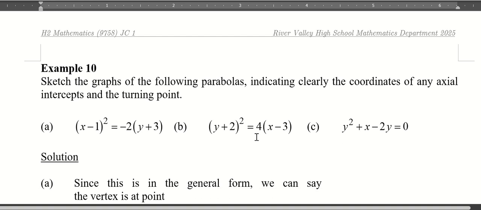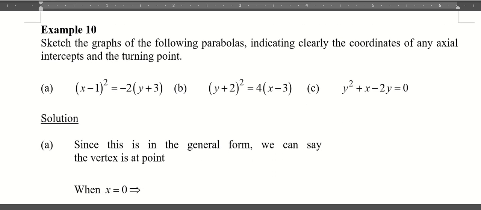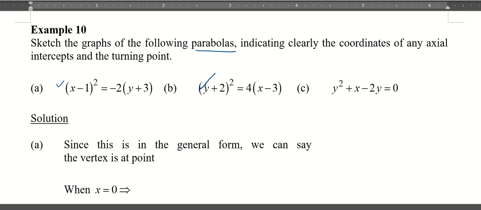Okay, so let's look at example 10. Example 10 basically just wants us to sketch all these parabolas. Some of them are given in standard form, like A and B, but C is not. If it's in standard form, then we know where the vertex is, and we can roughly gauge how the curve goes, and just find the necessary axial intercepts if they exist. So let's analyze this.